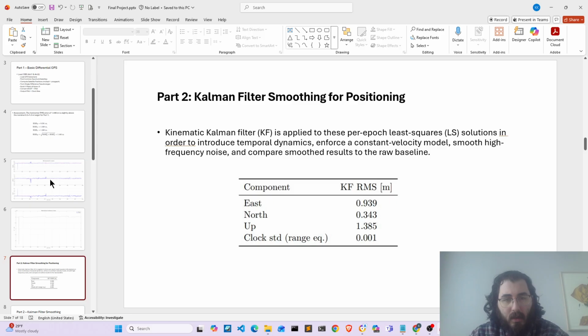explain part 2. The objective of part 2 was to improve the part 1 baseline using a Kalman filter with a constant velocity model. The filter should smooth the noise and stabilize the baseline, and ideally bring the horizontal error into the sub-meter range. I implemented a 7-state Kalman filter.